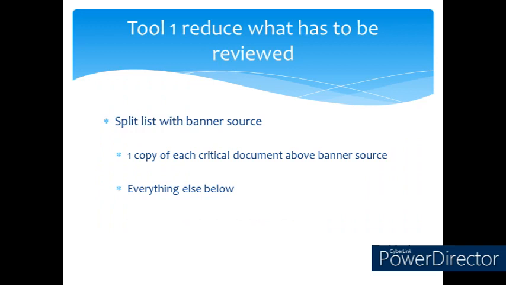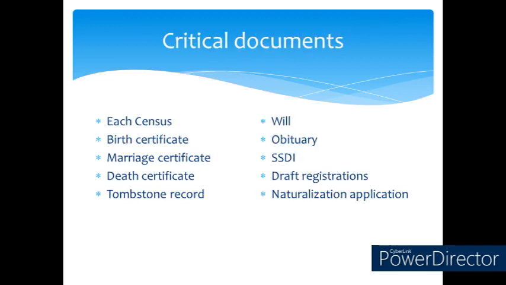The first tool is to reduce the number of sources that have to be reviewed to find the answers. I do this by splitting the list of sources in two parts, using a banner source entry to divide the list. In the upper portion, I keep one copy of each critical document. In the lower portion, I keep any duplicates of those critical documents, plus any documents in which this person is only listed as a parent. I also keep there anything with no vital information elements, and I make sure that those are in the lower section.